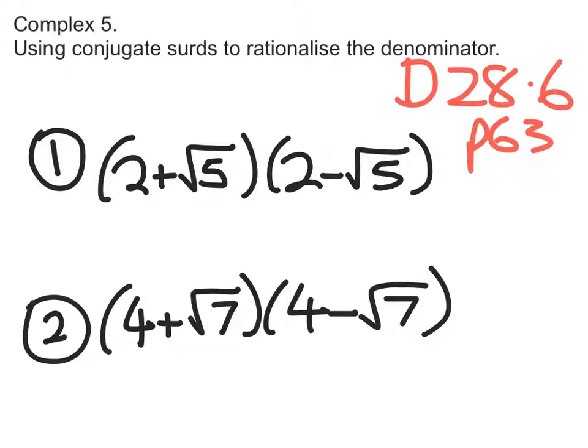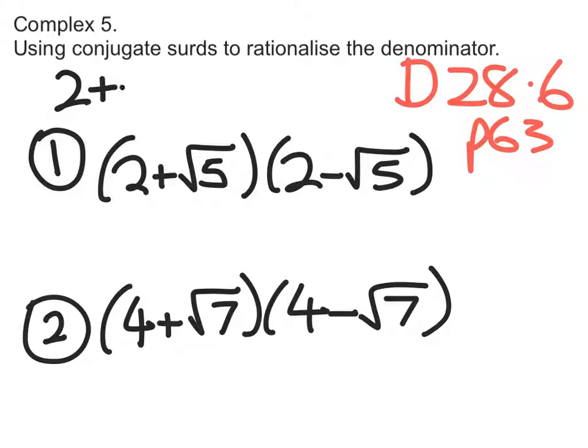So what we're going to do here is look at fractions where we've got a surd in the denominator, but it's a level up on the complex 4 video. Before we get to fractions though, I want to look at the idea of a conjugate surd and show you what that is. So suppose that I've got a number like this.